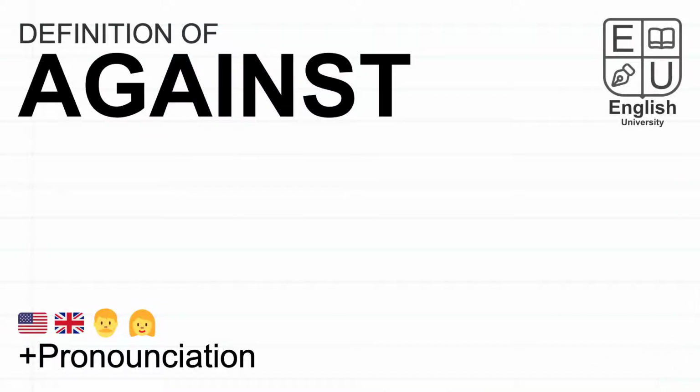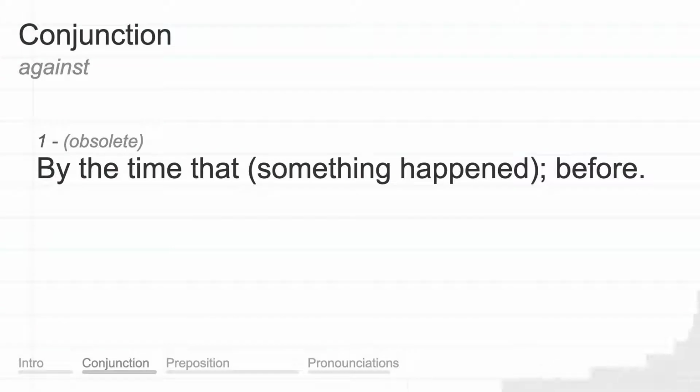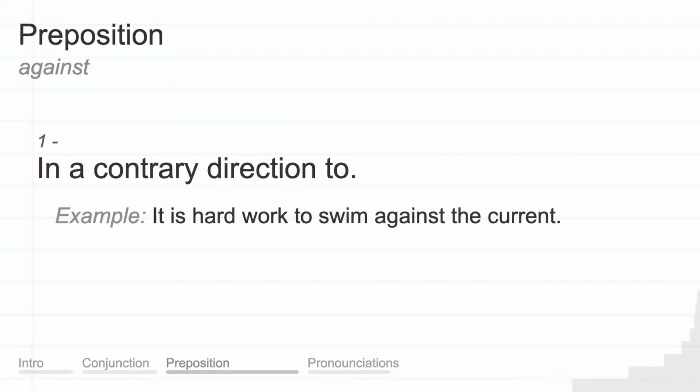Definition of the word "against." Conjunction: by the time that something happened; before. Preposition: in a contrary direction to. Example: It is hard work to swim against the current.